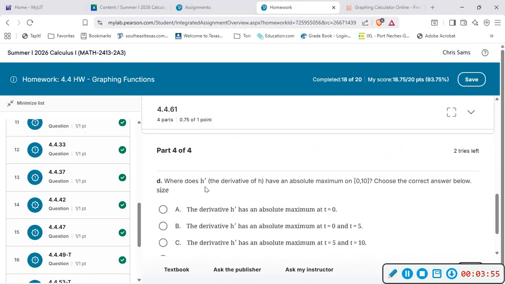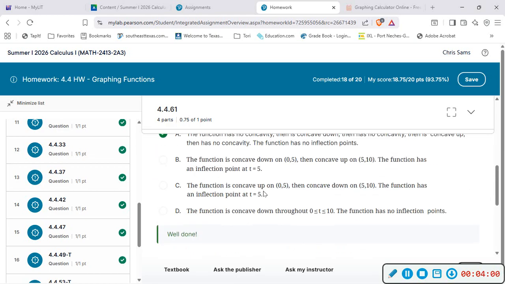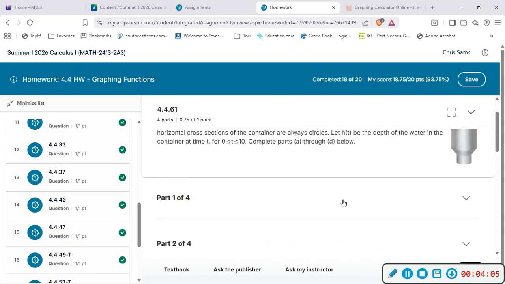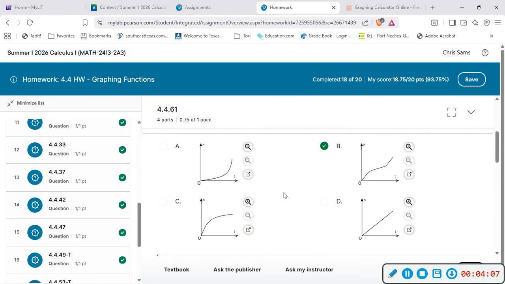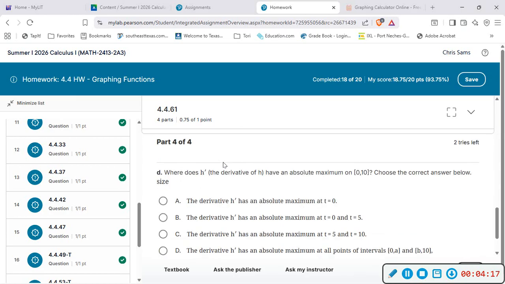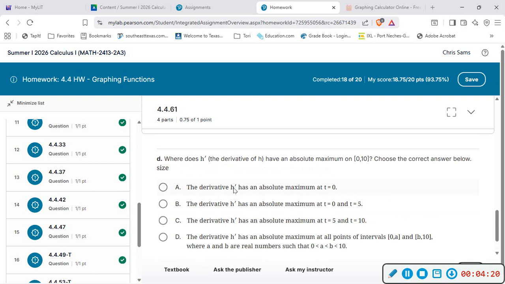And then part D, where does H prime, the derivative of H, have an absolute maximum? All right, this function is increasing. So it looks like there could be a maximum if they're looking for a minimum. We're usually at our endpoints. So it says the derivative has an absolute maximum at t equals 0. That's not going to be the case. Derivative has an absolute maximum at t equals 0 and 5.